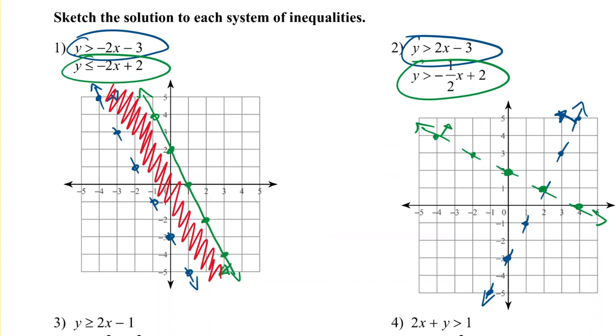So what section would that be? Above the blue line and above the green line, not including either of those because they're both dashed.